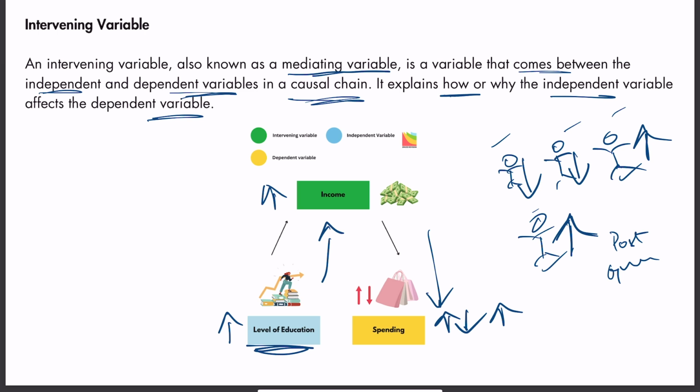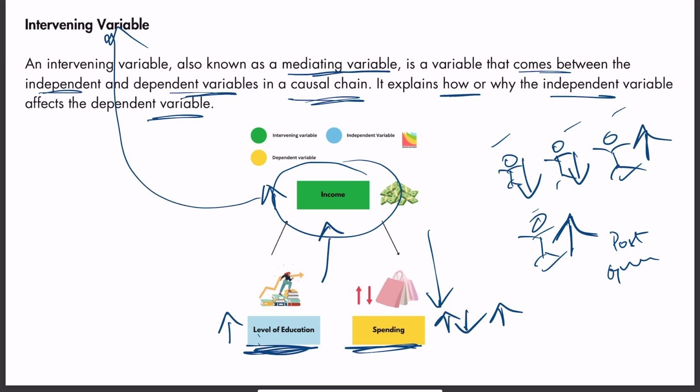So what is the cause behind the relationship that level of education and spending is showing? It is the income level. So this is intervening variable.